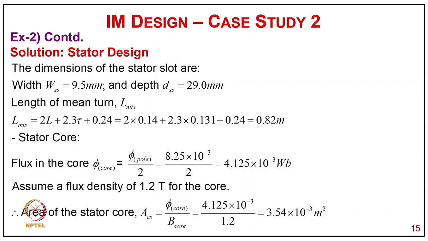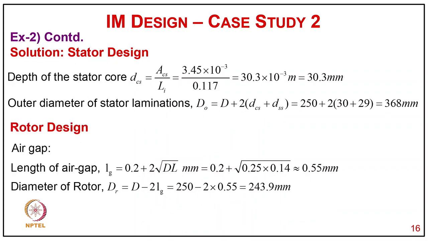So, now we can find out the mean turn length. LMTS will be equal to 12 plus 2.3 tau plus 0.24 meter. So, putting the value, it comes 0.82 meter. And now for the calculation of stator core, the flux in the core is phi by 2. So putting the value, it comes 4.125 into 10 power minus 3 Weber. And considering the flux density of 1.2 Tesla for the core, the area of the stator core is ACS equal to phi core upon B core. And putting the value, it comes 3.54 into 10 power minus 3 meter square. So now coming to depth of the core, DCS equal to ACS upon LI. Putting the value, it comes 30 into 10 power minus 3, that comes 30.3 millimeter.